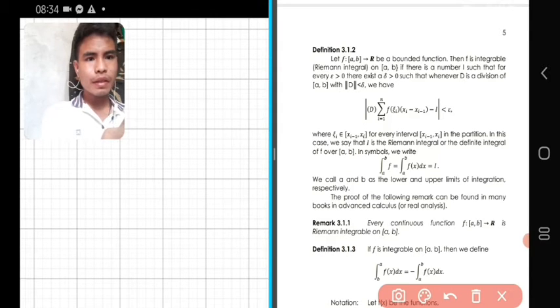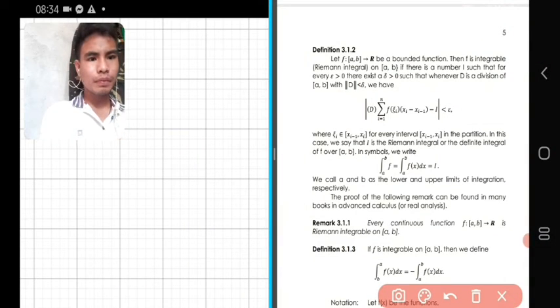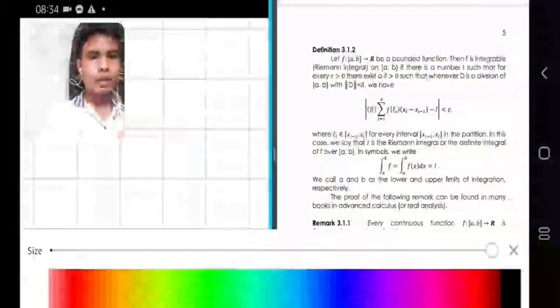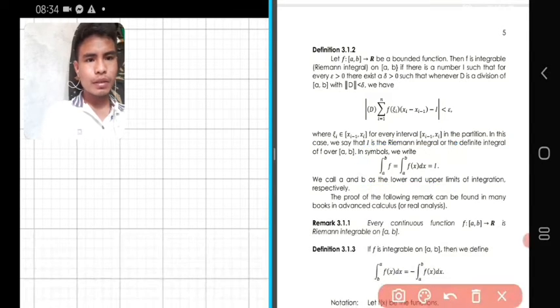In this case, we say that I is the Riemann integral of f over the interval of a and b. This is the symbol you've seen here. We read that the definite integral of a function f of x dx from a to b is equal to I. We call a and b the lower and the upper limits, so a is the lower limit and b is the upper limit of integration.